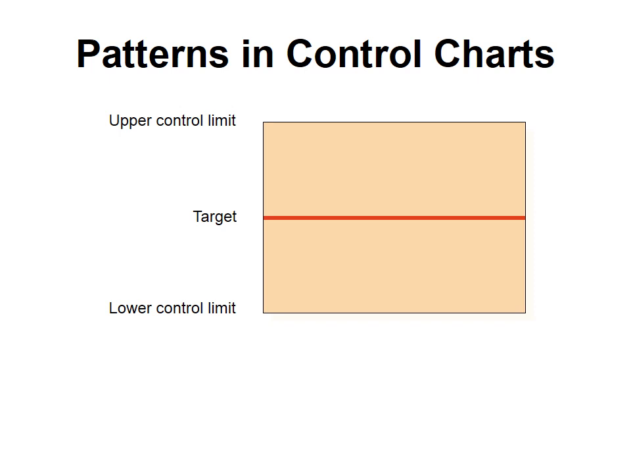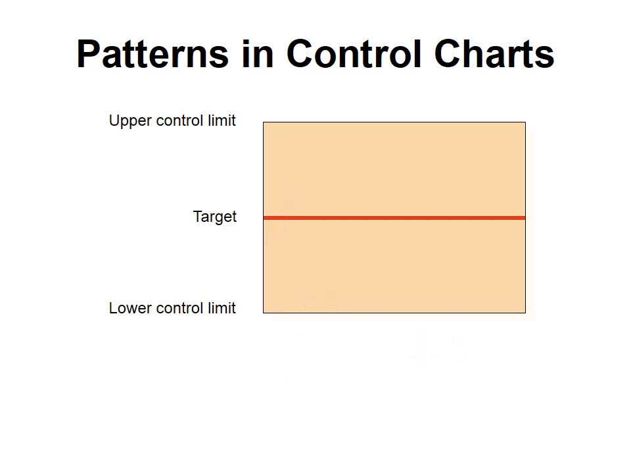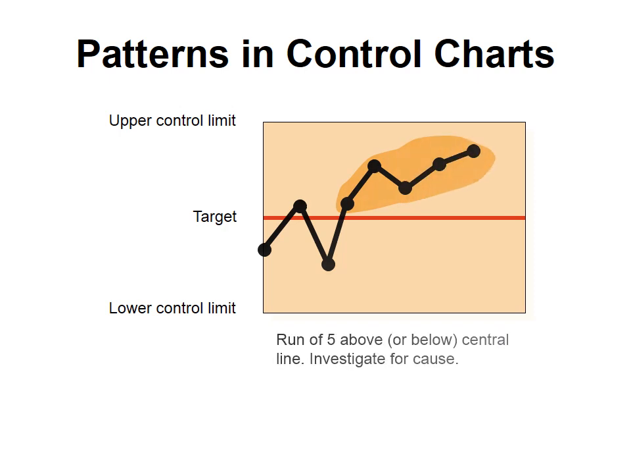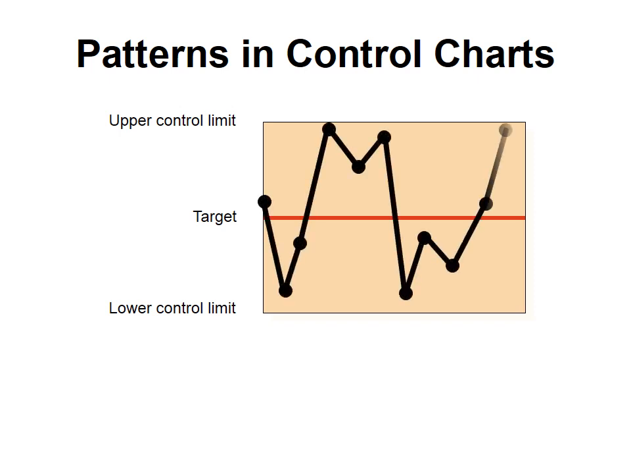Here we have 2 points which are very close to the lower limit. In this case too, the process should be investigated for the causes. We have 5 points above the central line which need to be investigated further. This is erratic behavior of the process.